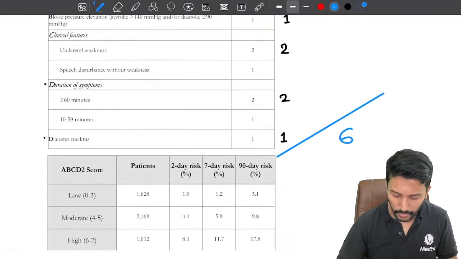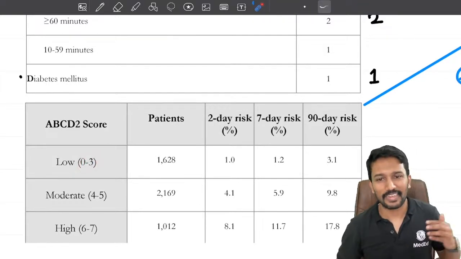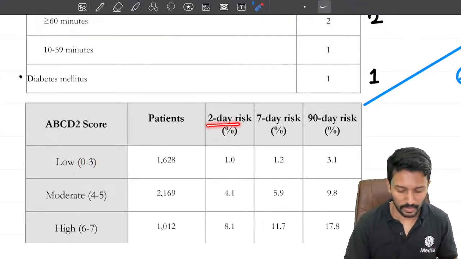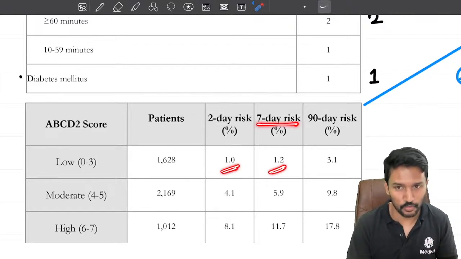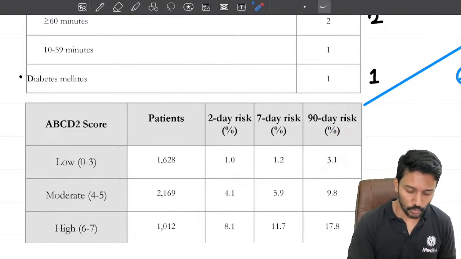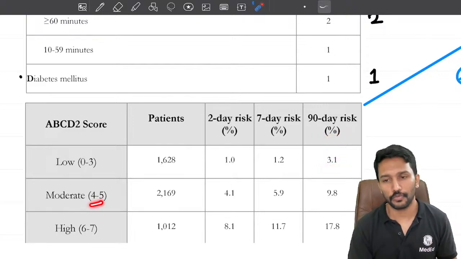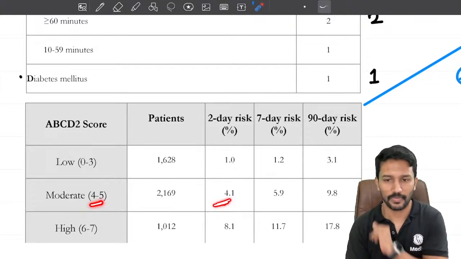Okay. Now the simple thing you need to remember is that a score of 0 to 3 is considered low. That carries a low risk of stroke, right? Around 1% risk of stroke in the next 2 days, 1.2% in 1 week, and 3% in the next 3 months. If the score is 4 to 5, there is a moderate risk of stroke, a relatively higher risk of stroke in the next 2 days, 1 week, as well as 90 days.